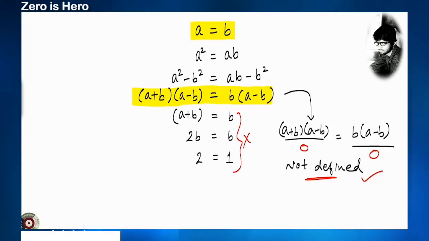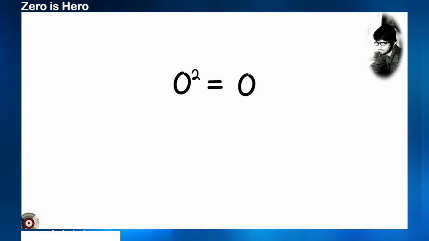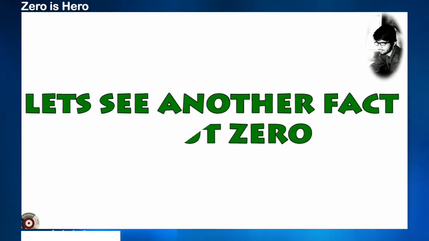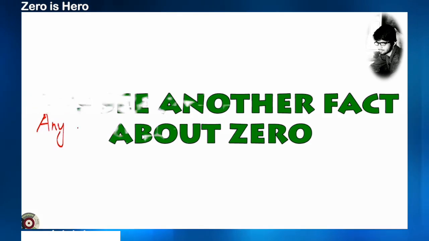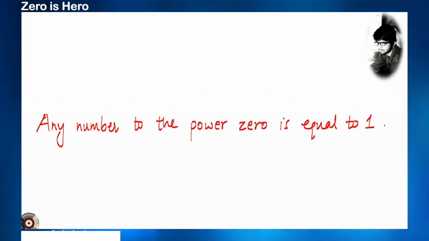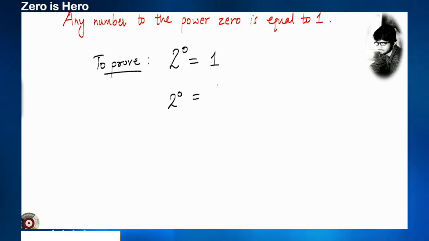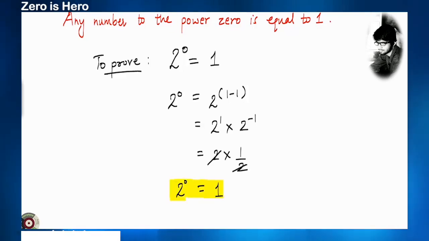Friends, do you remember? We saw above that 0 square is 0, which is true for any power of 0. So keeping this knowledge in mind, let's see one more fact about 0. That is, any number to the power 0 is always equal to 1. Let us justify this with an example. Take any random number, I'll take 2, so 2 raised to 0 should be 1, right? And I can write 2 raised to 0 as 2 raised to 1 minus 1 because 1 minus 1 is 0. So this will be equal to 2 raised to 1 multiplied by 2 raised to minus 1. And we know that 2 raised to minus 1 is equal to 1 upon 2. And therefore we have got 2 raised to 0 is equal to 1.